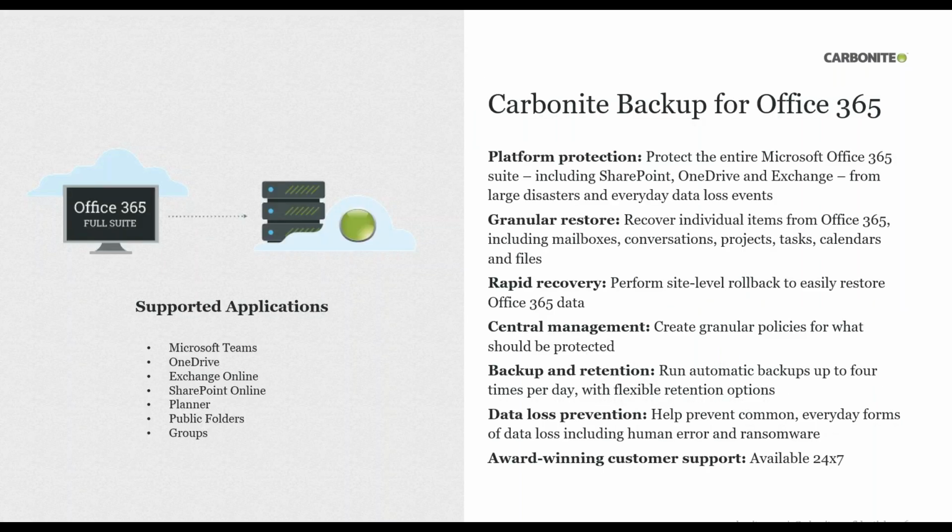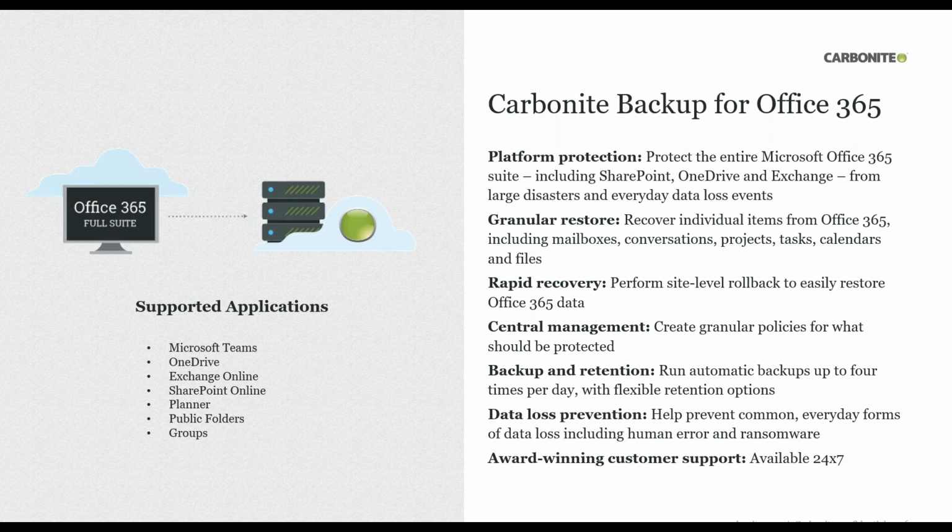So what does Carbonite Backup for Office 365 do? First, it's worth noting, and this is a distinguishing feature for Carbonite Backup for Office 365, that it is able to protect the entirety of the Office 365 suite. That includes SharePoint, which includes not only SharePoint sites, but site collections, documents, document libraries, and security and permission settings for those. OneDrive, Exchange, Teams, Planner, Project, the rest of the applications you see listed there on the left-hand side.